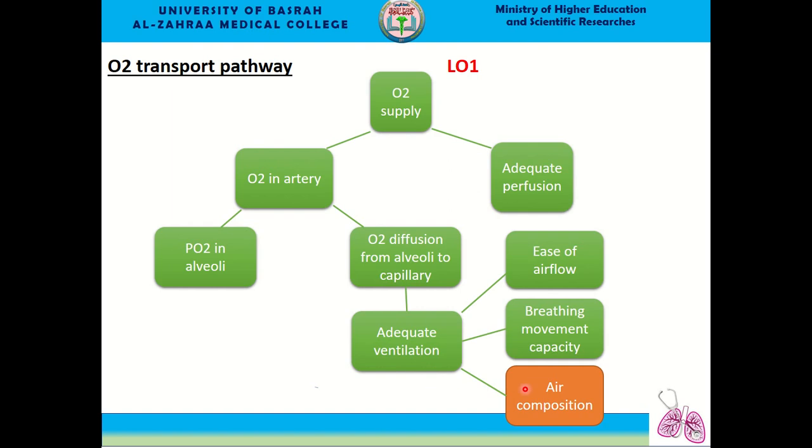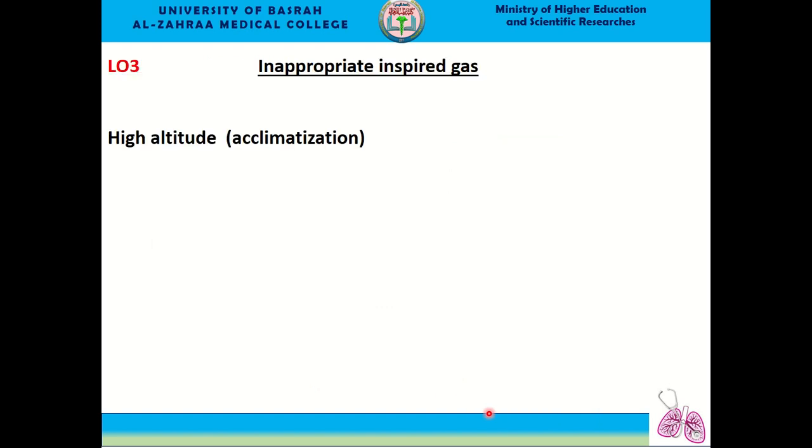And finally, we talk about the air composition. So if any one of the above factors is affected, it will affect the oxygen supply to the tissue and will result in hypoxia. So regarding air composition, it is affecting those who are living in the mountains. So they are living in high altitude and there is inappropriate inspired gas. So oxygen supply is very low at the level of the air itself. And therefore, the amount of oxygen reaching the blood is low as well.